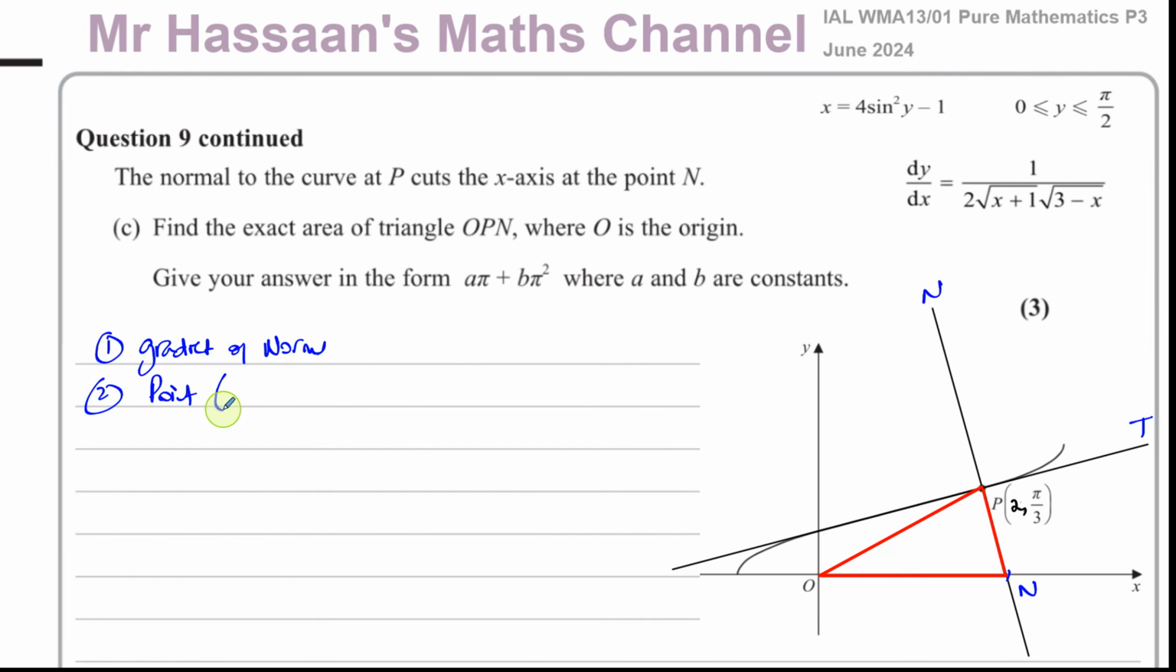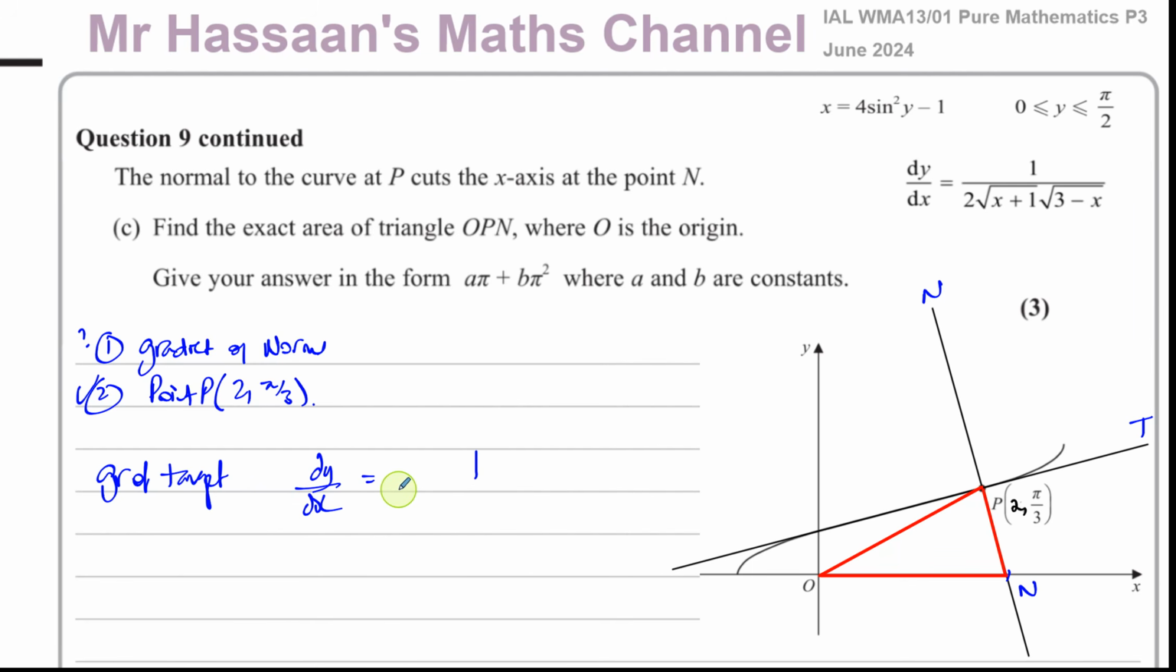And we know that a point on the normal is the point P, which is (2, pi over 3). That's a point on the normal. So we have the point, that's fine. We have to find the gradient of the normal. So the first thing we do is find the gradient of the tangent. We can find that by using what we already found, or were given even, in the last question. So even if you couldn't find it, it's given to you, so that's perfectly good.